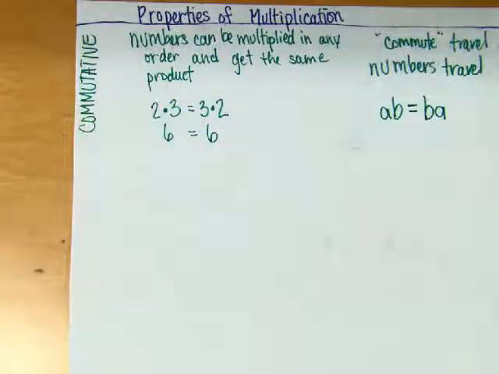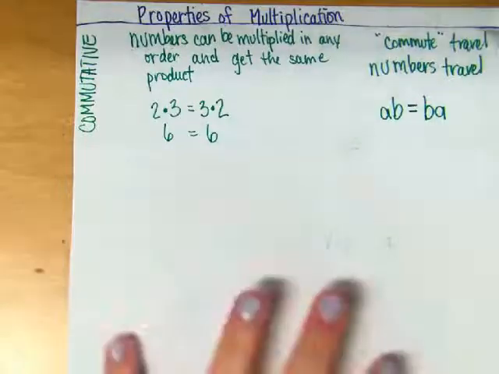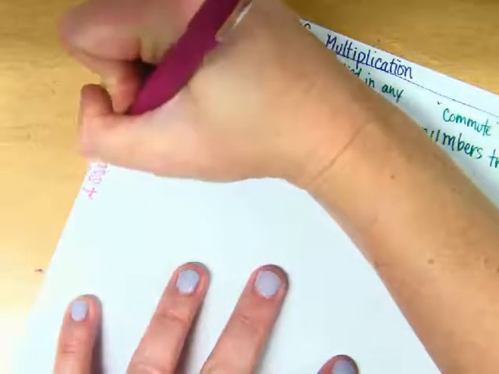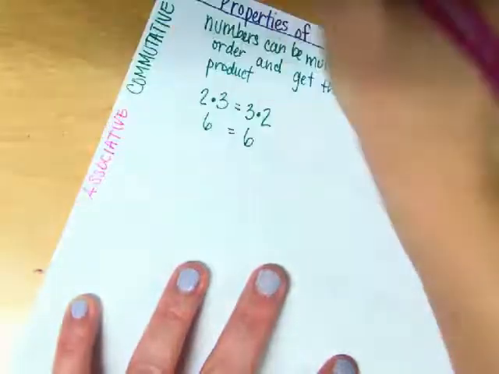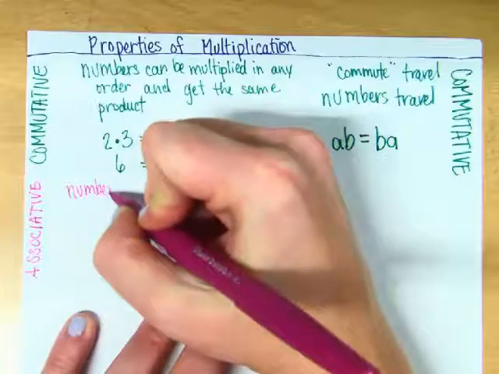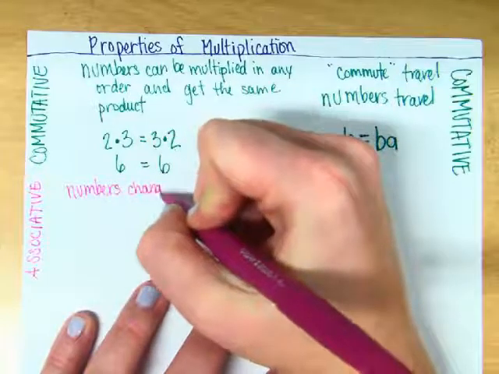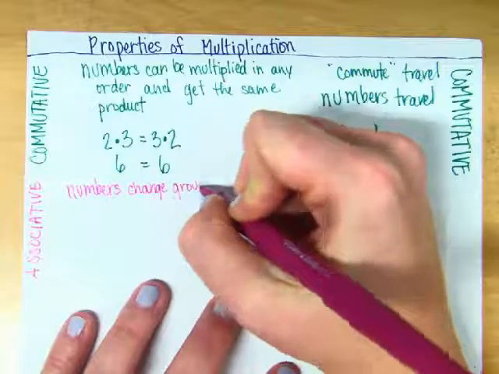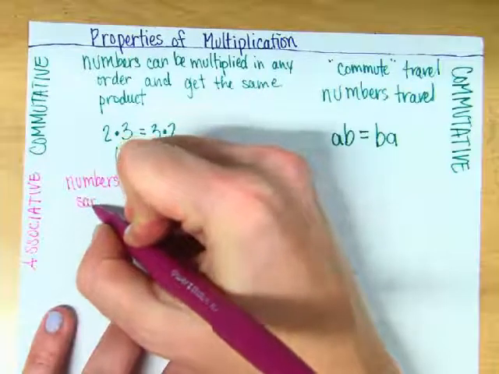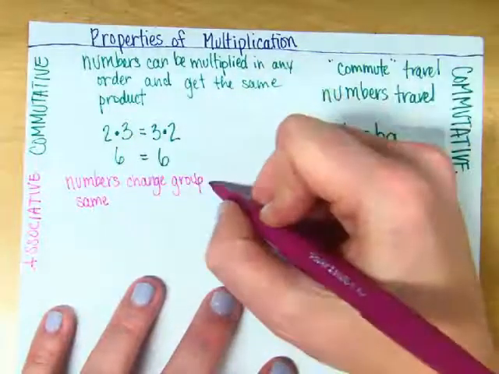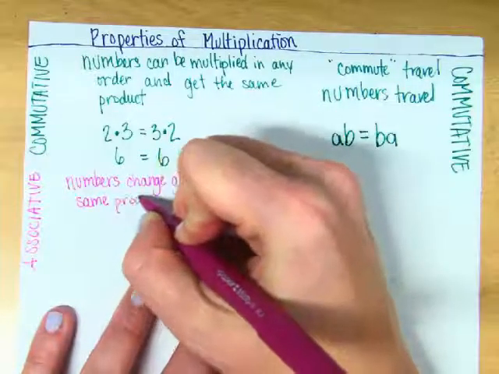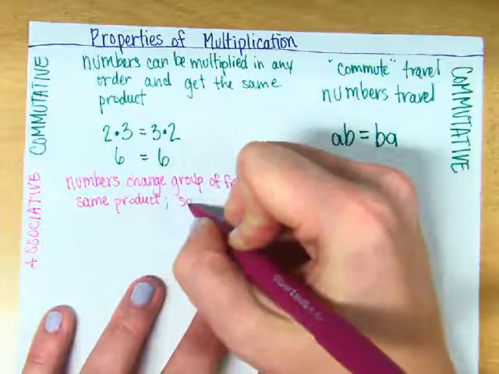So then next, we're going to have associative. And this is where the numbers change the group. The numbers in the group change. You get the same product. Change the group of friends. Same product in same order.